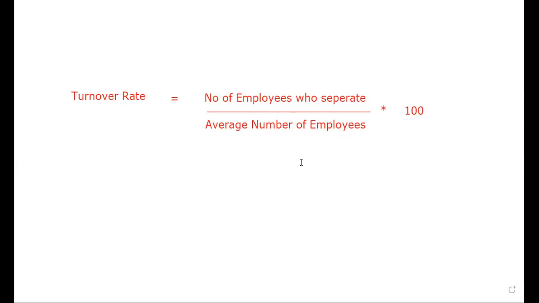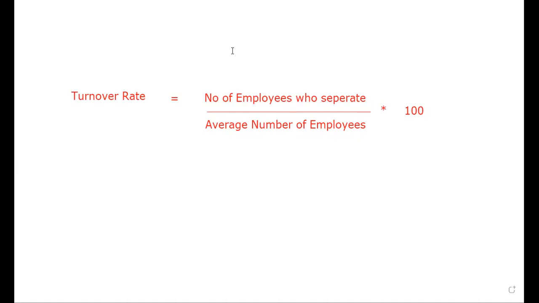So we have got everything that we need. We have got the number of employees who separated. We have the average number of employees. So we can slot them into our formula, which states the number of employees who separate divided by the average number of employees times 100. We can easily calculate that.